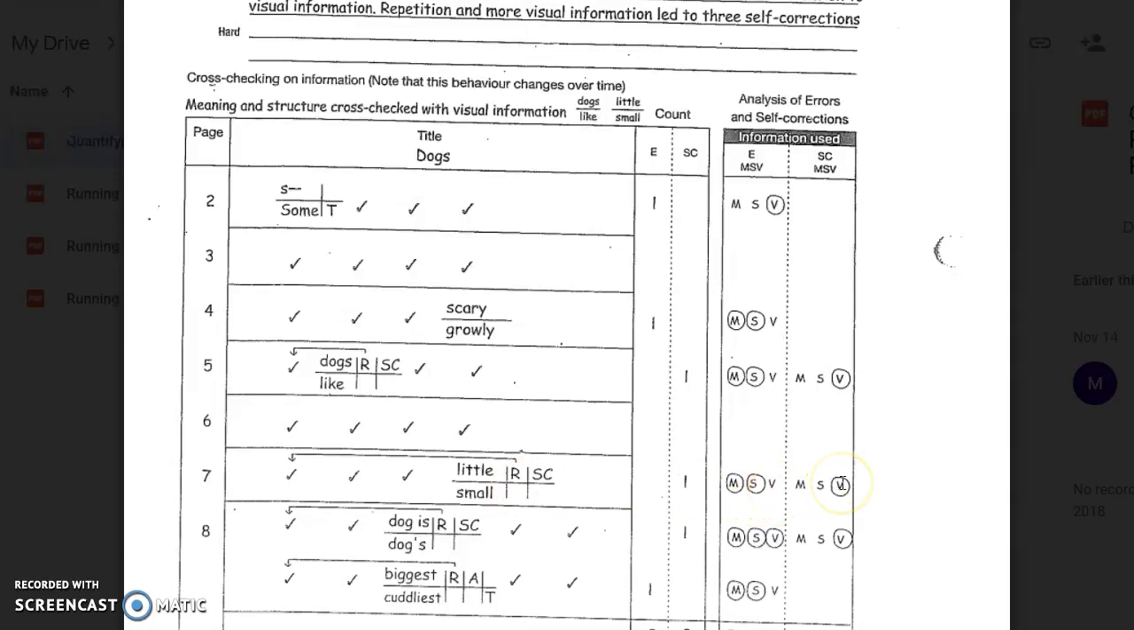When you look at the self-correction, what were they relying on for self-correction? I would definitely say yes, they were relying on graphophonics because they probably realized, Sam did, that the word didn't match. But I would also have circled structure here as well, and it's okay if you circle the same letters in both sides, because the child went back to the beginning and did a syntactic strategy.